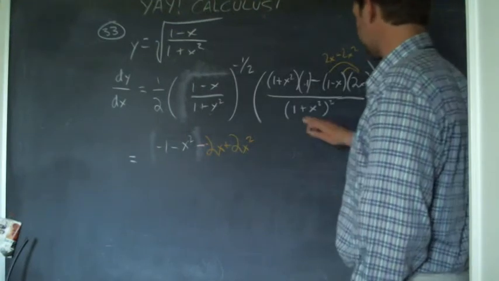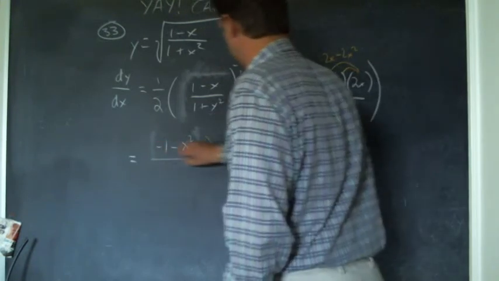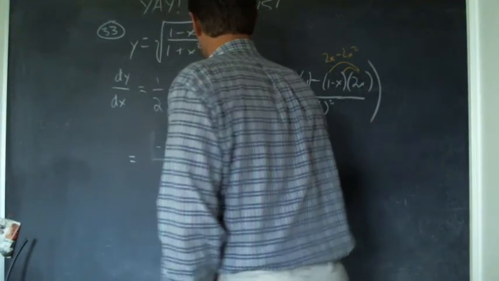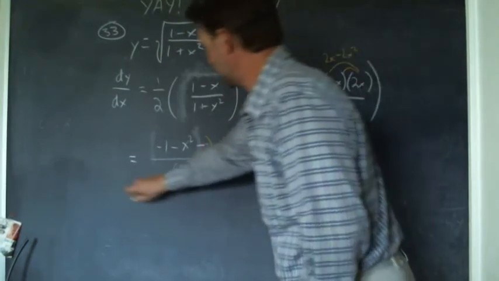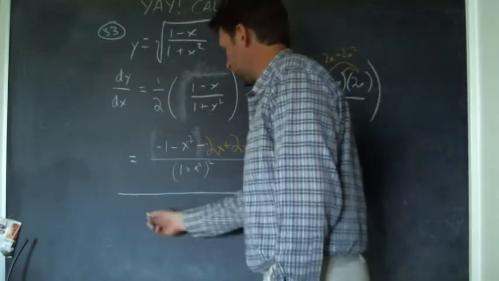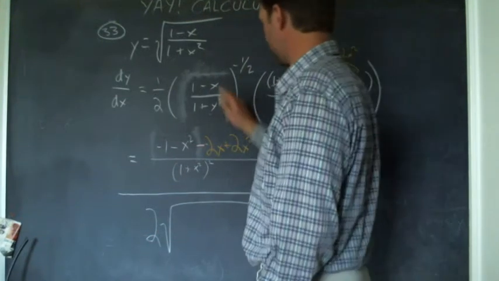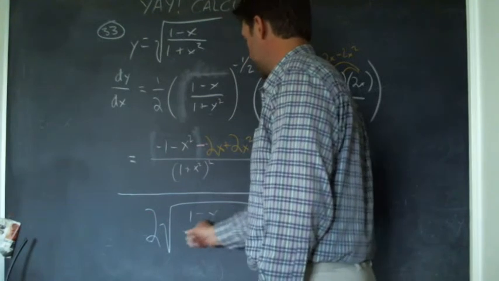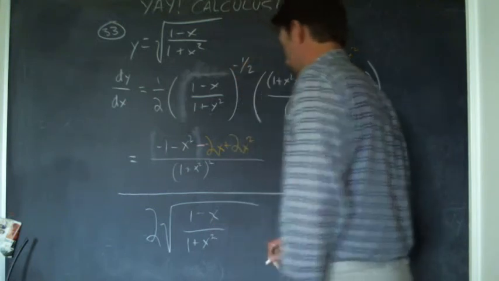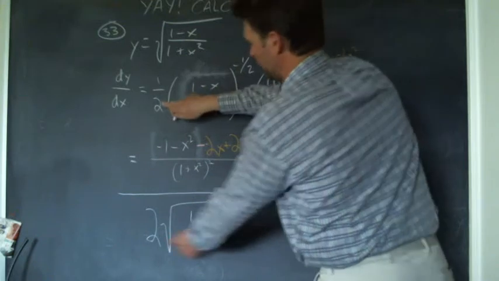That stays there, and this goes here. That's 1 plus x squared, squared. So that's the top of the fraction, all over this. This went on top of that because this is negative. It'd be 2 and the square root of this right here, 1 minus x over 1 plus x squared. Alright, so this went here, this went there.